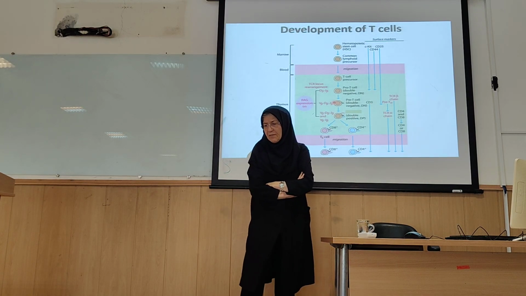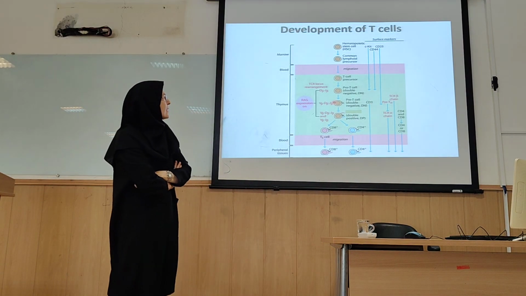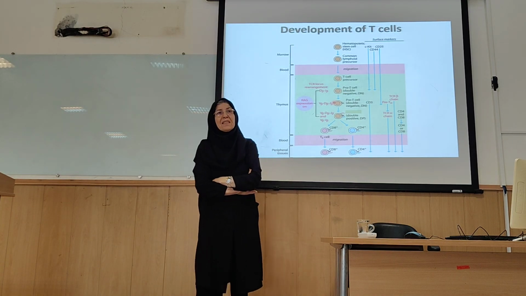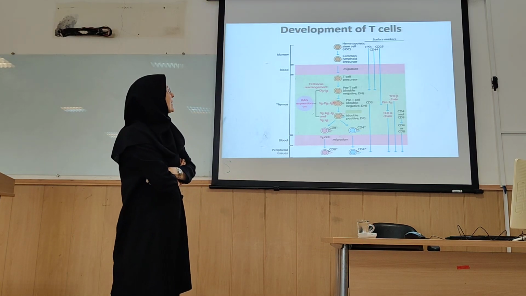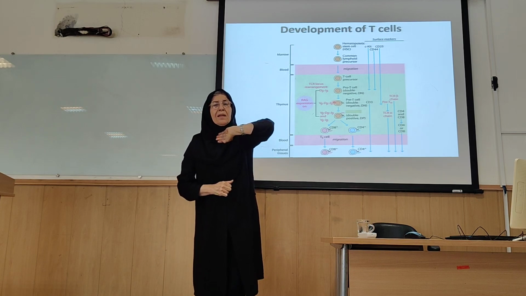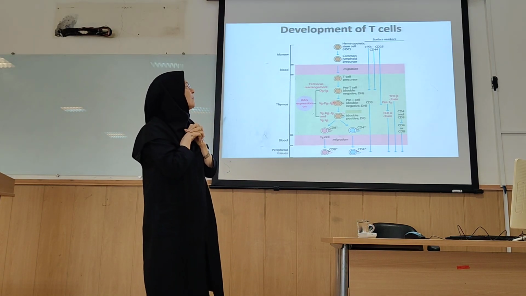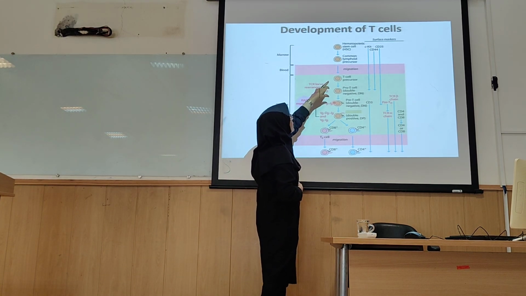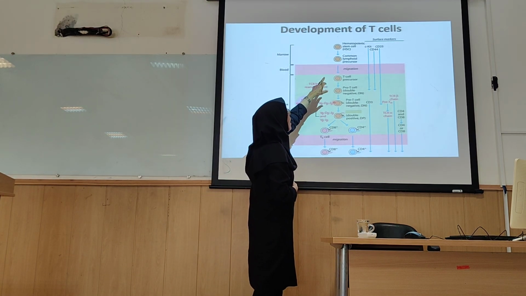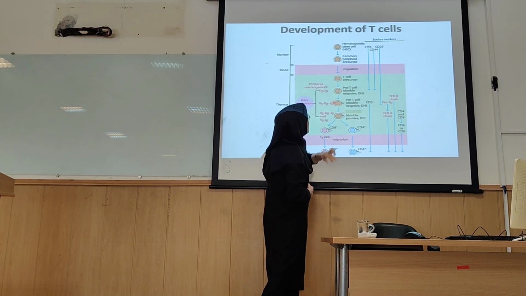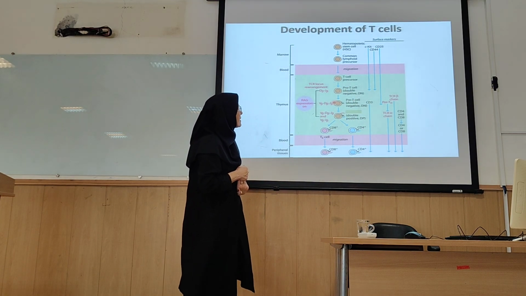You can see the development of the T cells in this slide. T cells originate from the stem cells in the bone marrow, as you see here. And the stem cells must develop into T cells, coming to the thymus through the blood. They are called common lymphoid precursors, and they come to the thymus. Here you can see the T cell precursor.